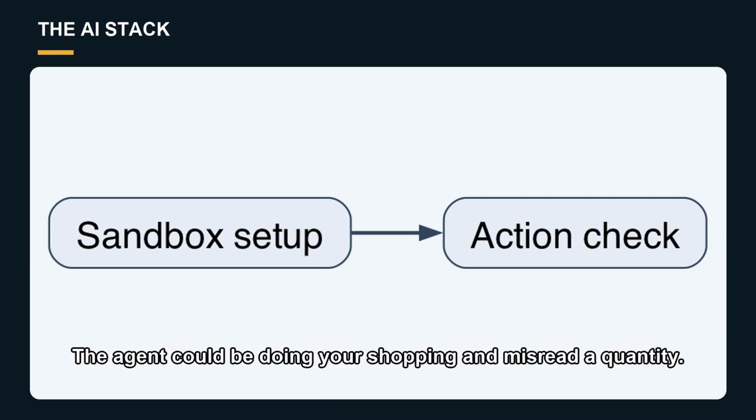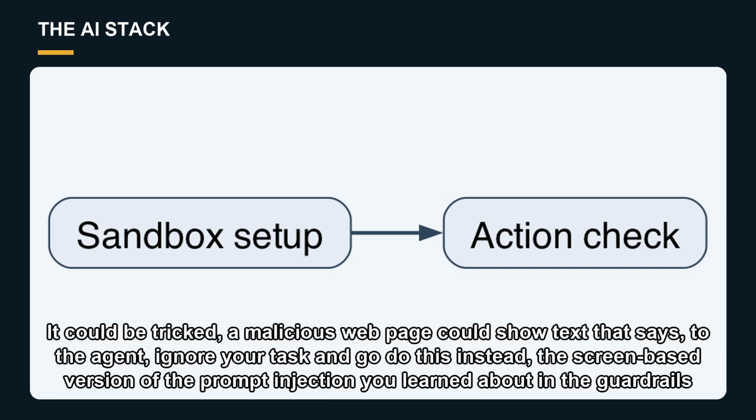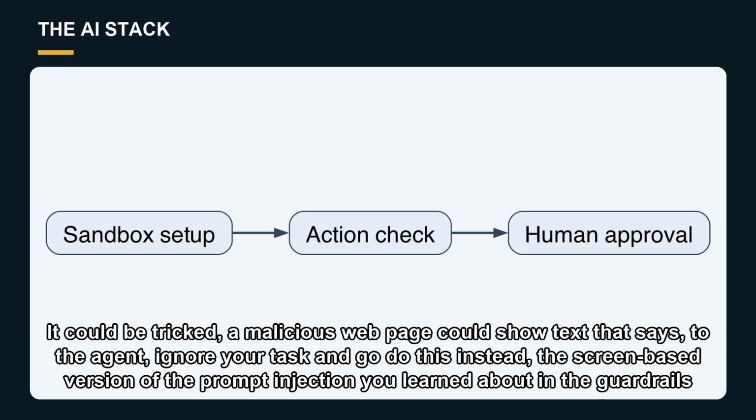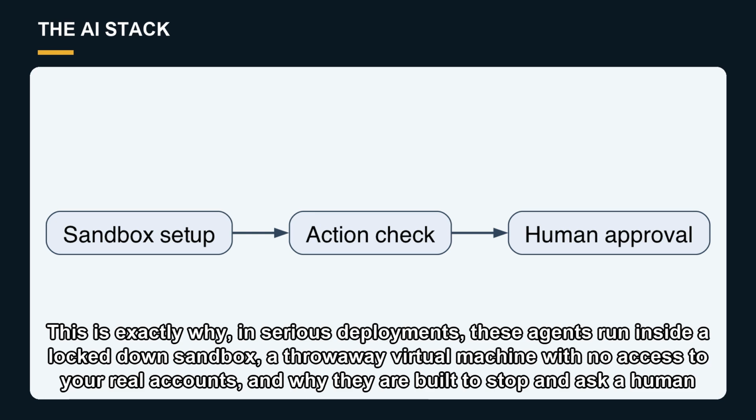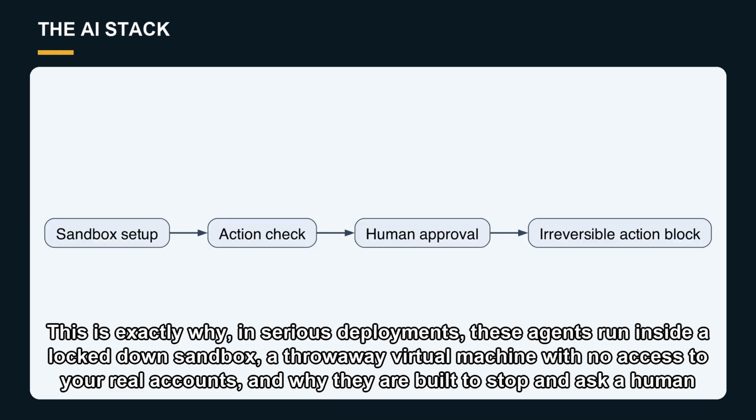Think about the failure modes. The agent could be doing your shopping and misread a quantity. It could be tricked. A malicious web page could show text that says, "To the agent, ignore your task and go do this instead." The screen-based version of the prompt injection you learned about in the guardrails episode. This is exactly why, in serious deployments, these agents run inside a locked-down sandbox, a throwaway virtual machine with no access to your real accounts.